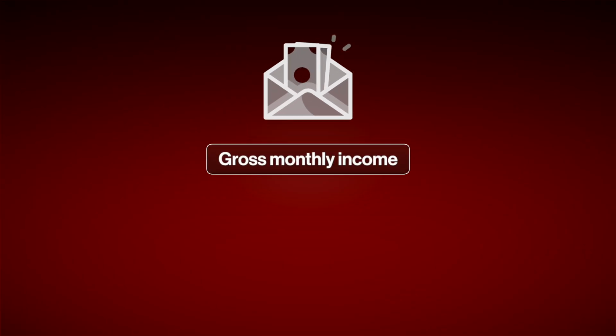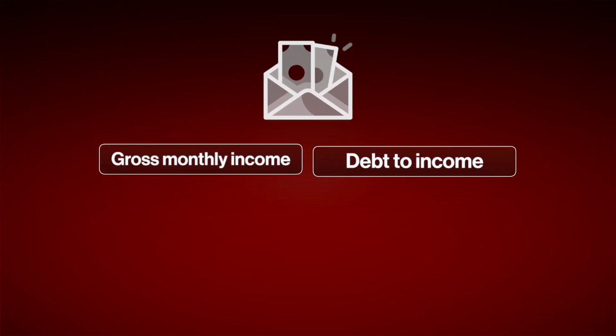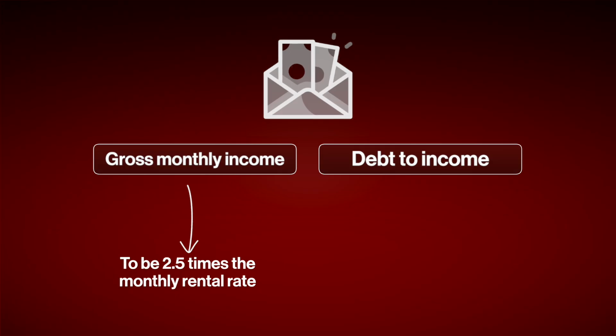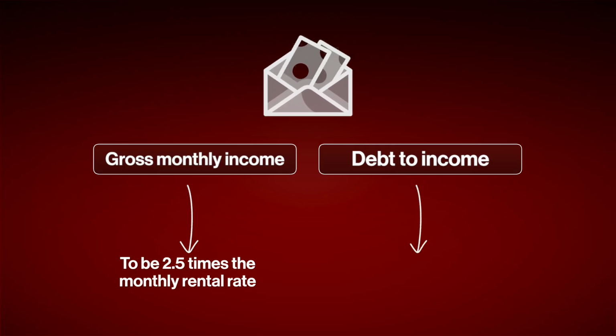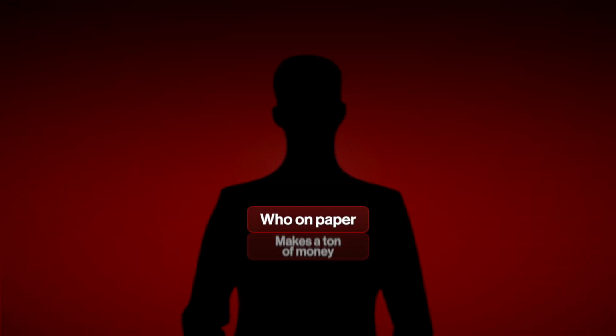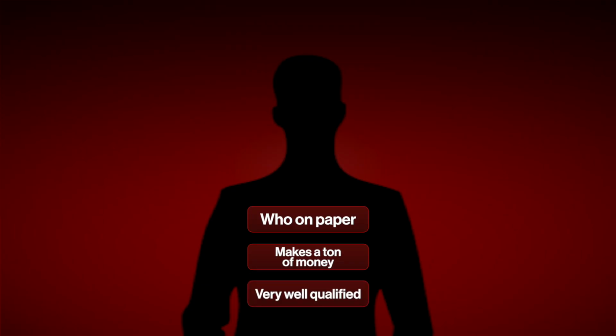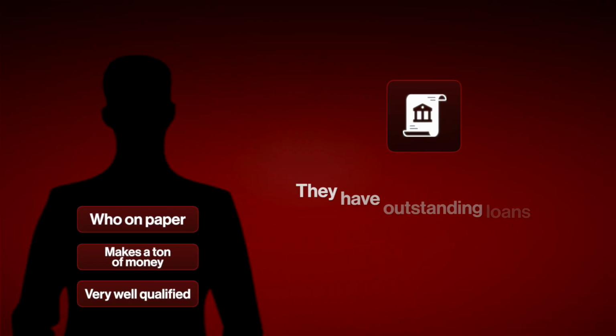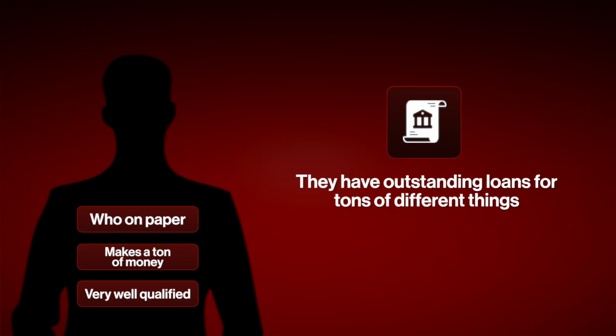Income. We actually look at both gross monthly income and debt to income. We want the gross monthly income to be 2.5 times the monthly rental rate, and we want their debt to income to be below 40%. And so we want them to make sufficient income. Just because they make a lot of income doesn't mean they don't also have a lot of debt. That's why we also screen for debt payments, because you could have someone who on paper makes a ton of money and they look like very well qualified, but then you pull up their credit report and they have outstanding loans for tons of different things. That's why we think it's also important to factor in debt to income as well.